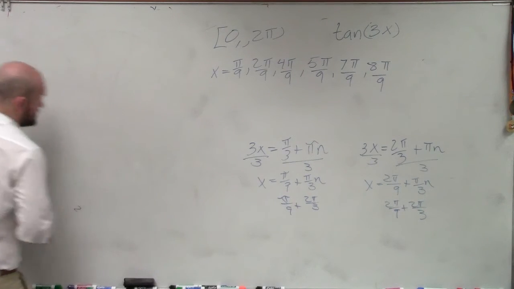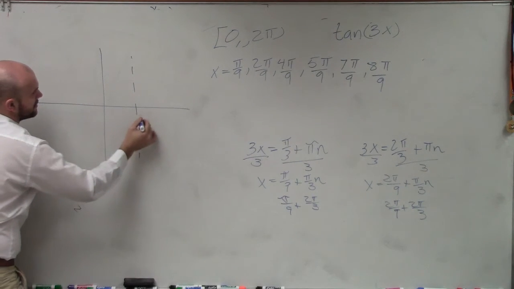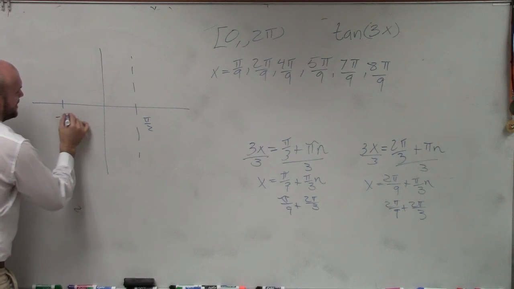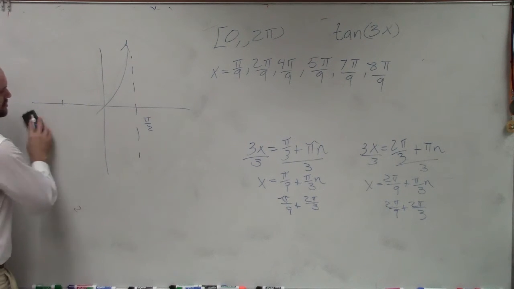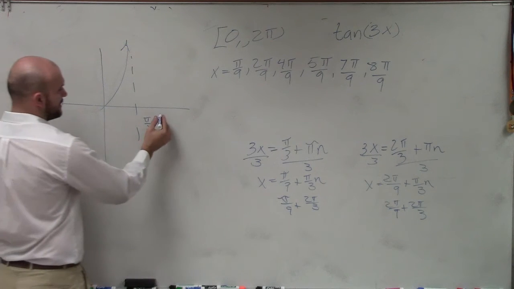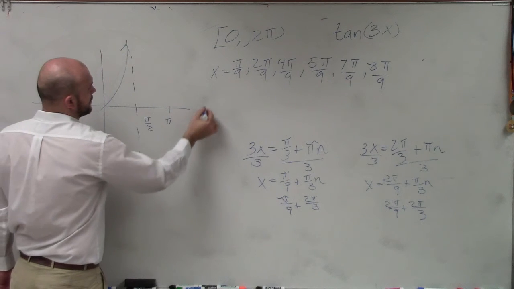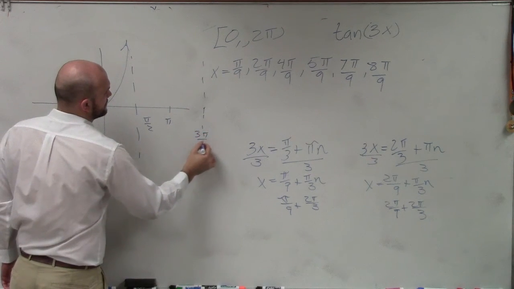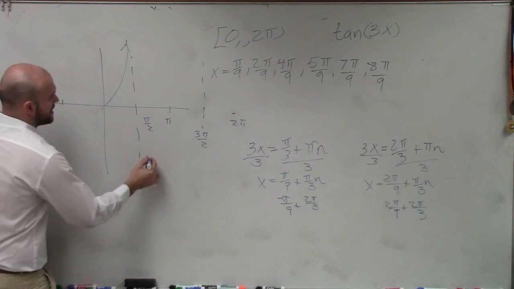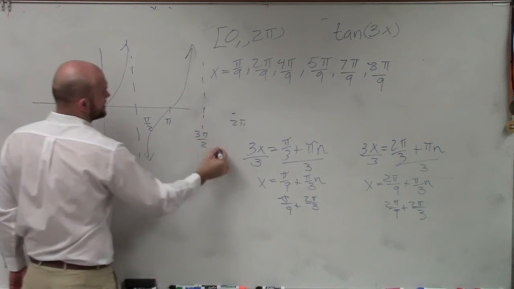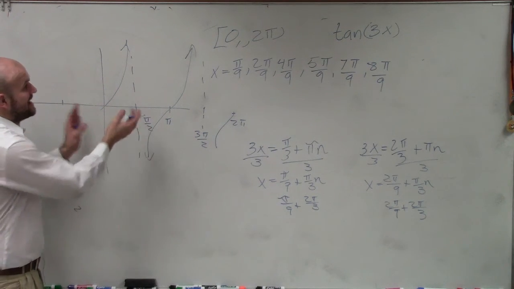Just real quick, if you look at the tangent graph, when it's tangent of x, remember it goes from pi halves to negative pi halves, and it looks something like that. We're just going from 0 to 2 pi, so let's forget about that. So it'd be 0, pi halves, that's at pi, 3 pi halves, and then you go to 2 pi. And then the graph looks something like that, and then it continues. That's what the graph looks like for tangent of x.